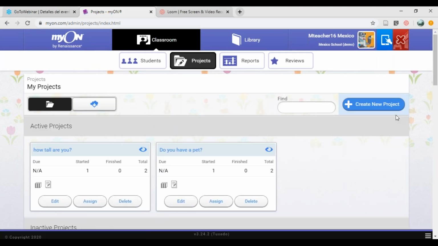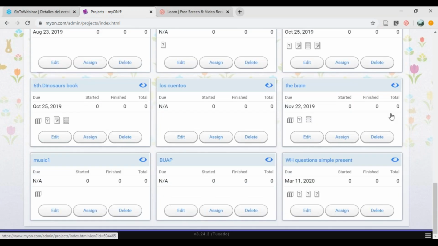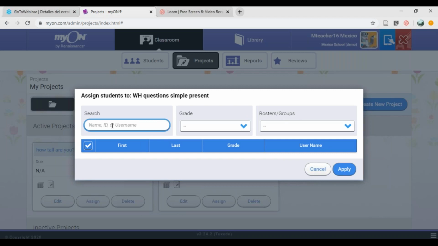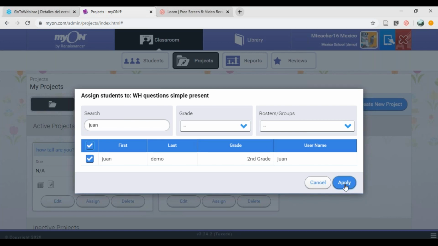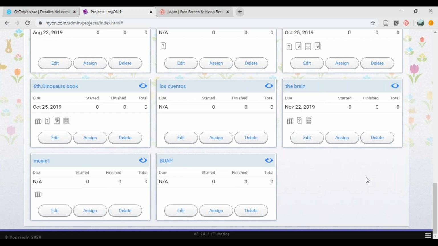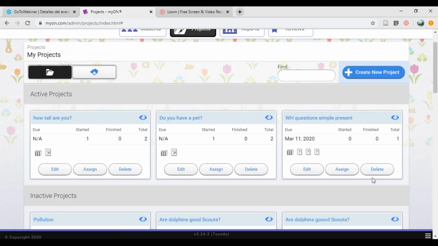And once I saved my project, it's going to be inactive. Okay, it's not active anymore. It's not active yet because I haven't assigned it to any students yet. In order to activate my project, I need to assign it to at least one student. I will write apply. I will click on apply, sorry, and that's it. I have assigned it to one student. Now it is active, okay? Now it's on my active projects.